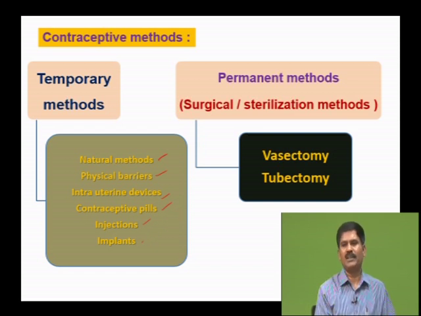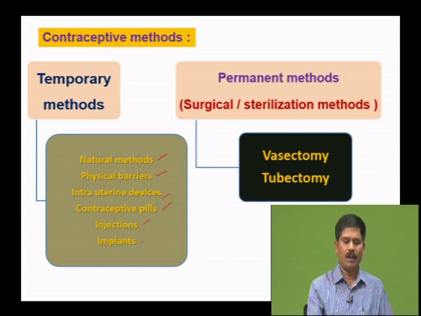And permanent methods are surgical methods. They may lead to complete sterility as reversibility is very poor with them. Two such permanent methods are sterilization procedures, namely vasectomy and tubectomy. Vasectomy in males and tubectomy in females.